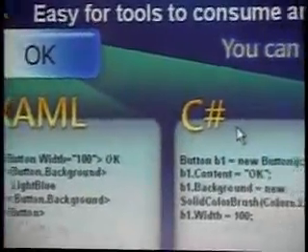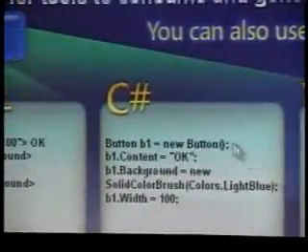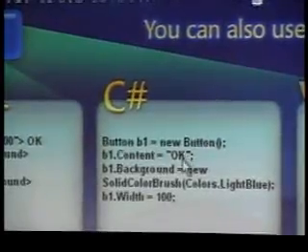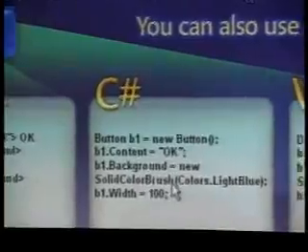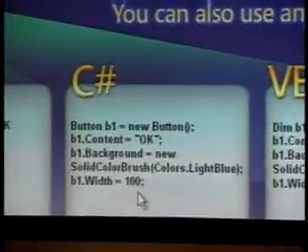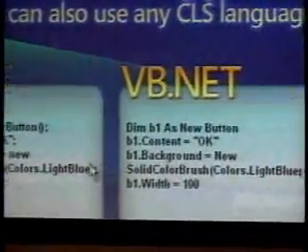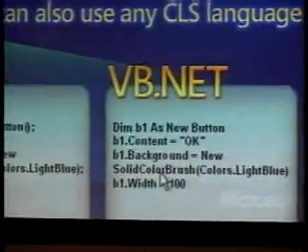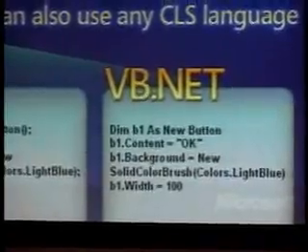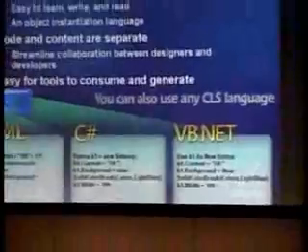In C#, the way this would be constructed is it takes the element tag and constructs an object of that same type. So it builds a button, sets the content property to OK, the string OK, and builds a new brush, a solid color brush in this case, from the light blue color, and sets the width to 100. In Visual Basic.NET, it's exactly isomorphic to what we see in C#. So all of the Saml examples that I showed before are doing just this. They're constructing objects or setting into properties.